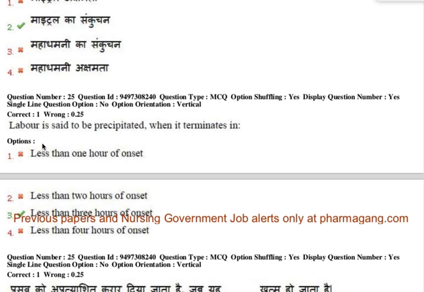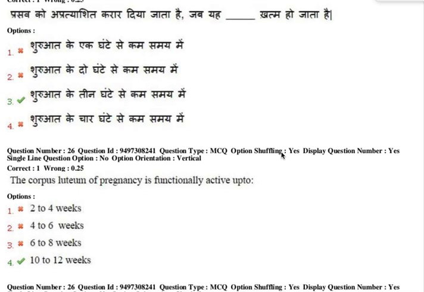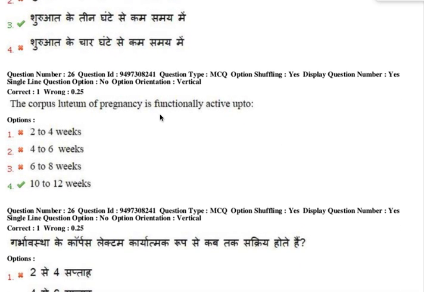Next question. Labor is said to be precipitated when it terminates in. Correct answer is third, less than 3 hours of onset. Labor is said to be precipitated when it terminates in less than 3 hours of onset. Next question. The corpus luteum of pregnancy is functionally active up to. Answer is fourth, 10 to 12 weeks of pregnancy.